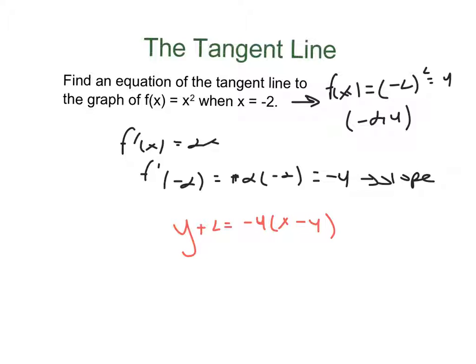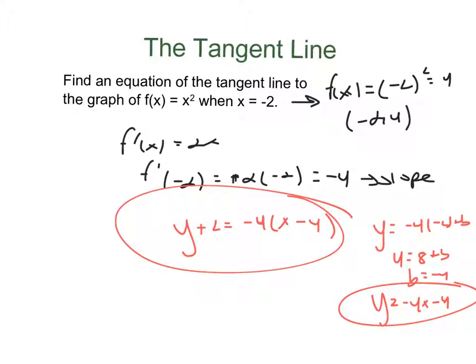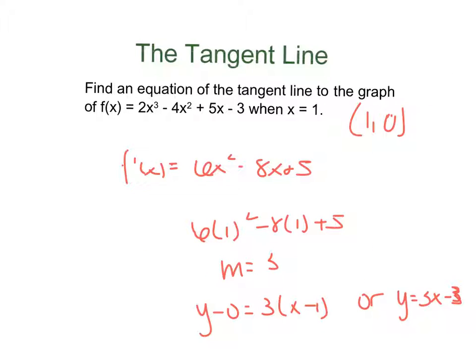Or if you want to use slope-intercept form, you could just do y equals mx plus b and do the same thing. Y equals -4 times -2 plus b. 4 equals 8 plus b. So b would equal -4. So you could also write it as y equals -4x minus 4. So either of those equations would work. I think point slope form is a little bit easier and you don't have to do a whole lot. Try the next one for me, please.